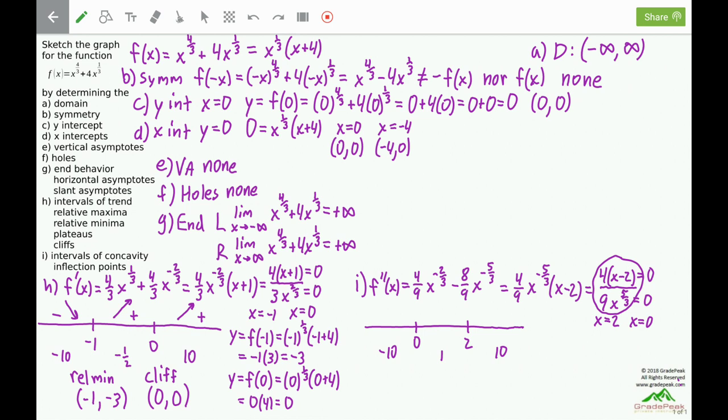So plugging in negative 10, in the numerator, negative 10 minus 2 is negative 12, times the 4 will be a negative. In the denominator, a negative 10 to the 5/3, a negative to the 5/3, because they're both odd, will be a negative. Times the 9 will still be negative. We have a negative over a negative, that is a positive. We have a positive second derivative, which corresponds to concave up.